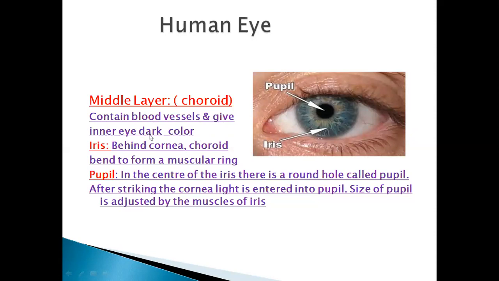So it has two parts. One is the iris and the other one is the pupil. So you can see here the iris. This is the iris, right? And this is the pupil. These are the two parts of the middle layer.